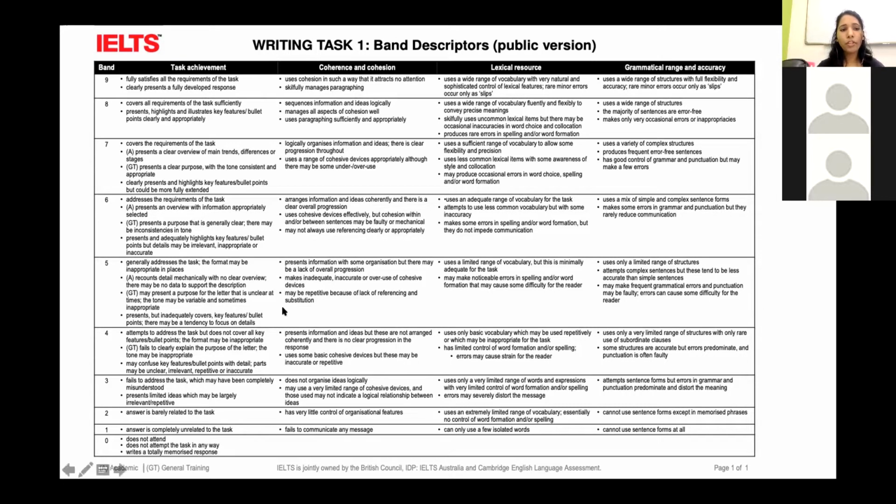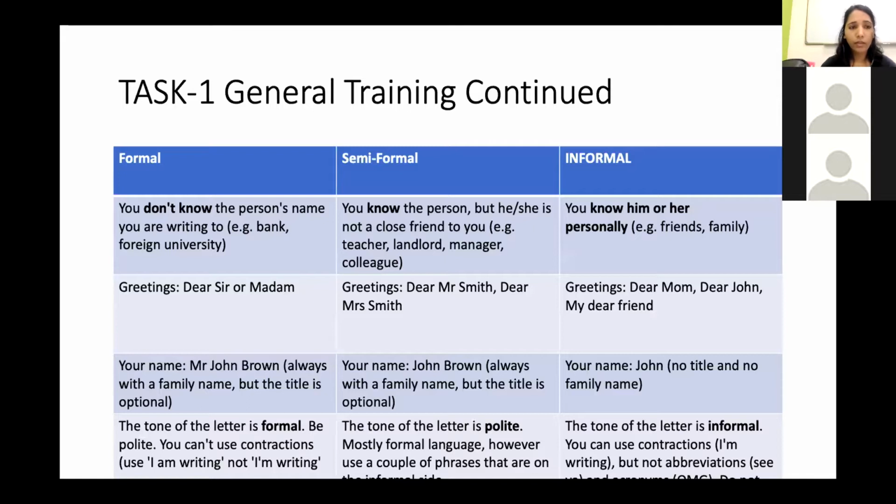This is important because you know that this is what is expected of you in the IELTS task 1, and you know what to write, and all this has to be met. So it's important that you understand your band descriptors. Shall I move on? Yes. Okay, all right. So there are 3 letters that you know: formal, semi-formal, and informal letters.